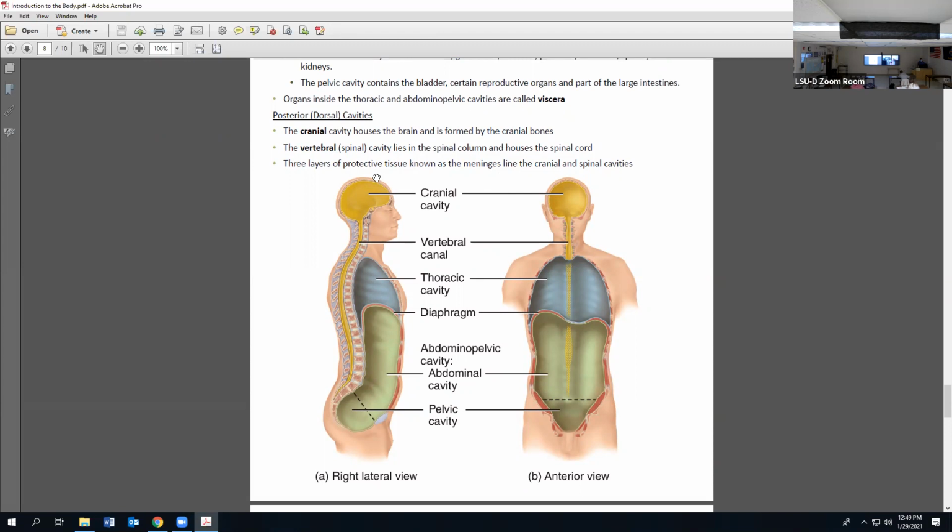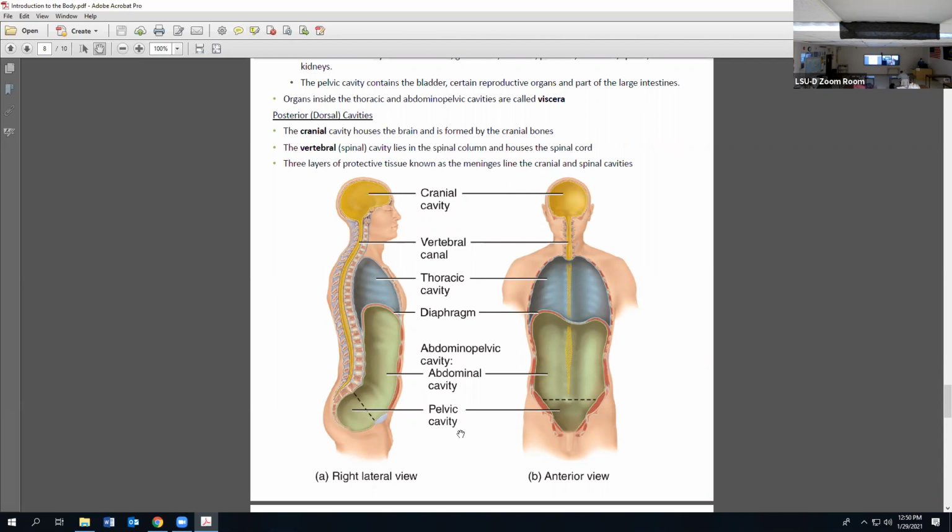Two dorsal or posterior cavities exist. Your cranial cavity, where your brain is, formed by the cranial bones. And then the vertebral cavity or spinal cavity, which they have listed here as the canal, same thing, is found within the spinal column, formed by the vertebrae, and houses the spinal cord. Now, both your spinal cord and your brain are very delicate tissues, and the bones that surround them are not. So to protect your brain and spinal cord are these three protective tissues known as meninges: dura mater, arachnoid mater, pia mater, that we'll talk about later on in the semester.